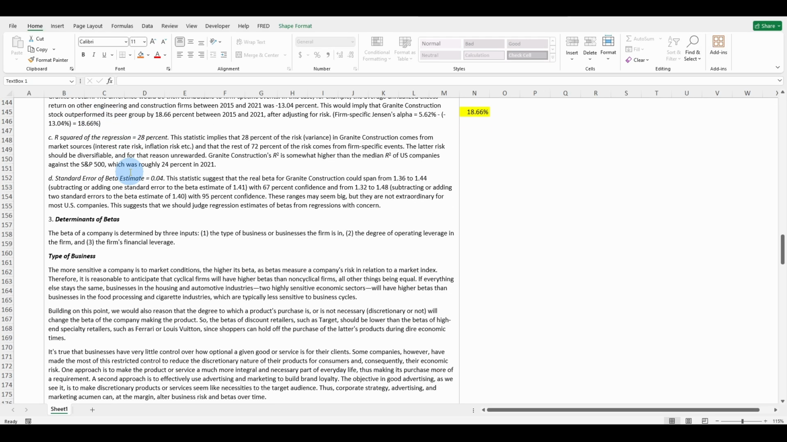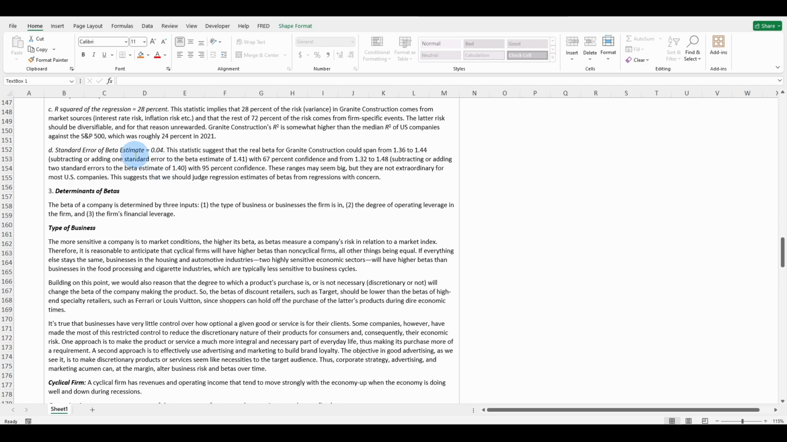R squared on the regression equals 28%. The statistic implies that 28% of the risk in Granite Construction comes from market sources, interest rate risk, inflation risk, etc., and that the rest, 72% of the risk, comes from firm-specific events. The latter risk should be diversifiable and, for that reason, unrewarded. Granite Construction's R squared is somewhat higher than the median R squared of U.S. companies against the S&P, which is roughly 24% in 2021.